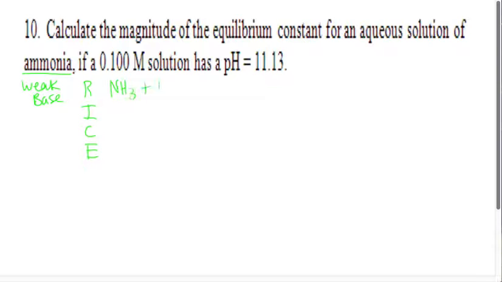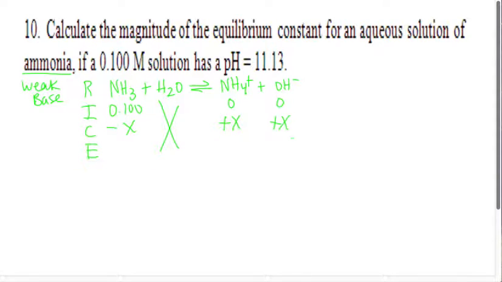NH3 plus H2O. Since it's a base, it's a proton acceptor. So we get NH4 plus OH minus. Our original concentration of this is 0.1. So our setup is very similar to our last problem. We're going to lose X, we're going to gain X, and we're going to gain X. So our equilibrium line looks like it did in the last problem.